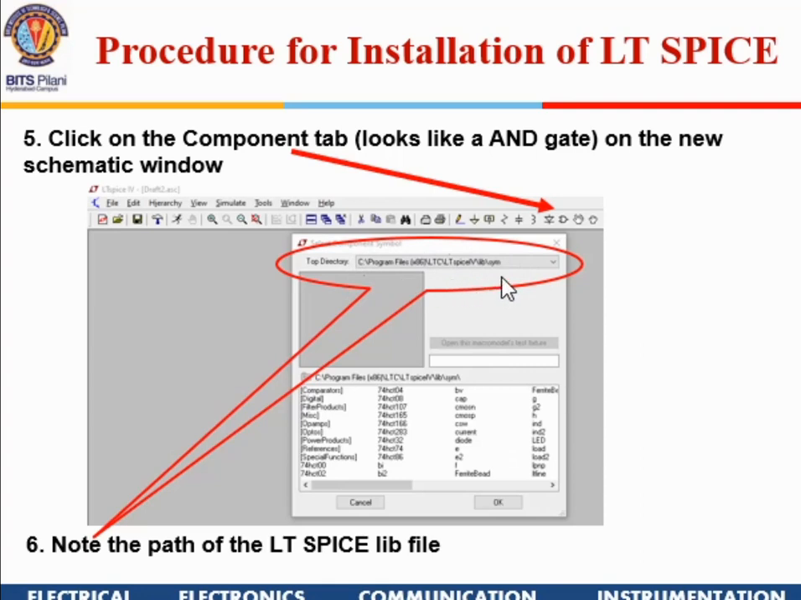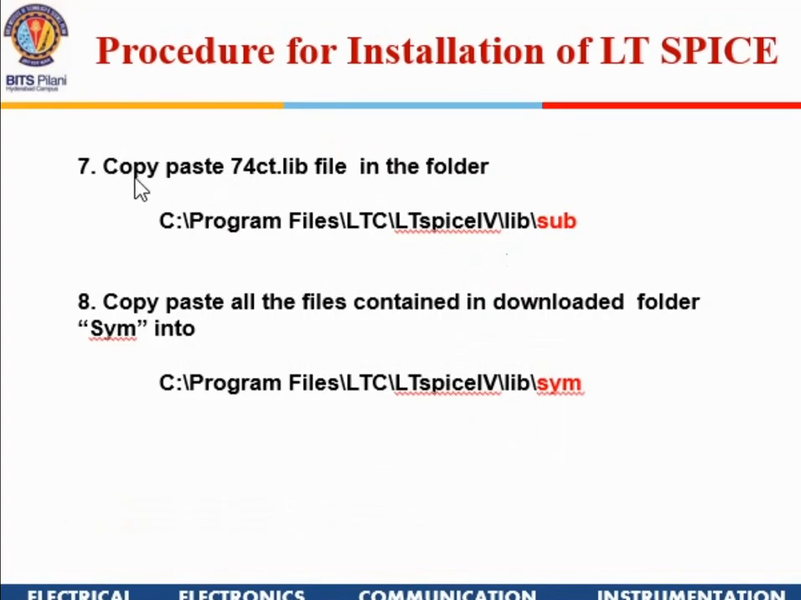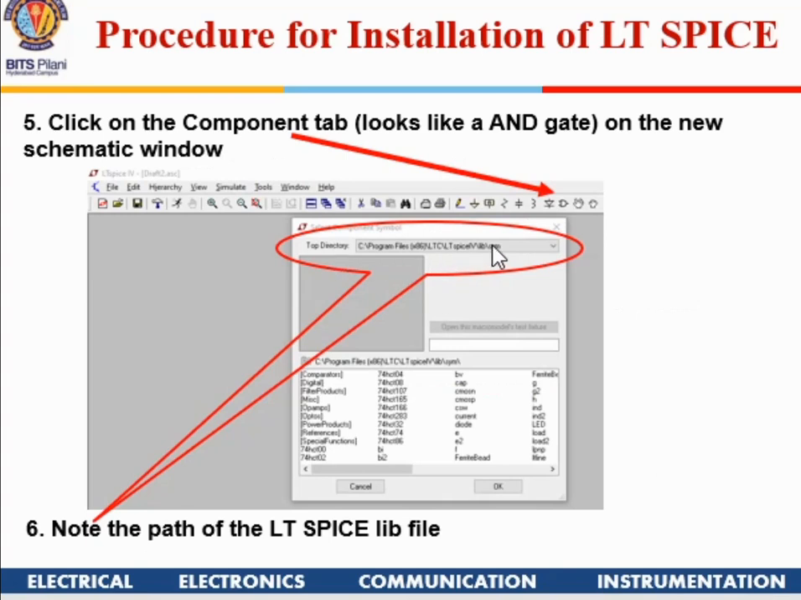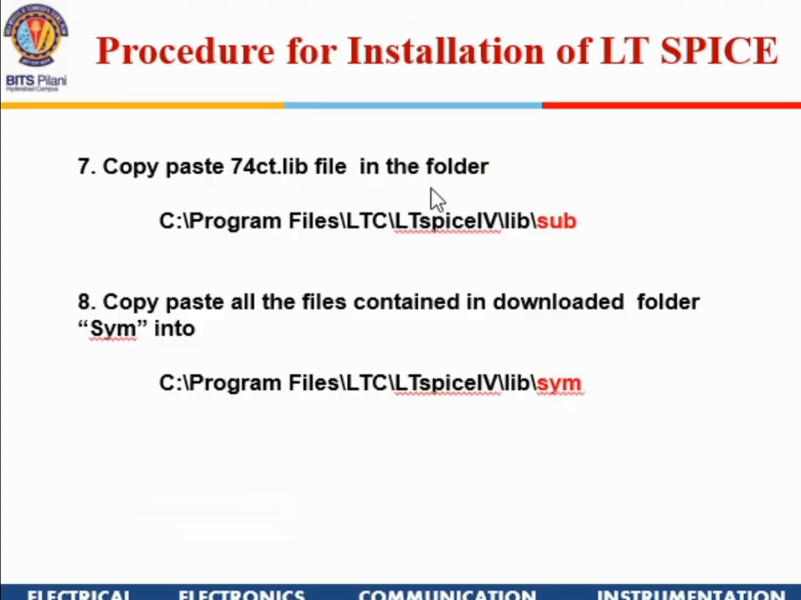Why is this path important? This is going to indicate to us where the library files are stored. So we've got to put the 74 series files there also. So we will just note down this path. In my case it is C program files, LTC, then LTSpice, then lib. Inside this lib folder there will be two folders. So from this window you will find out what the path is, and once you have found out, you will go to that library. So there is a lib path. This is the path which you will see there in the window.